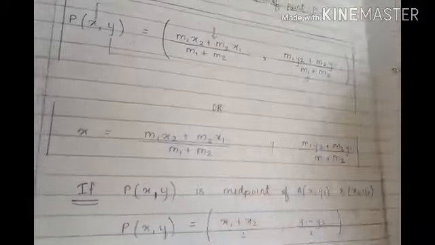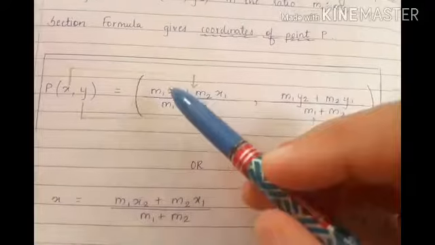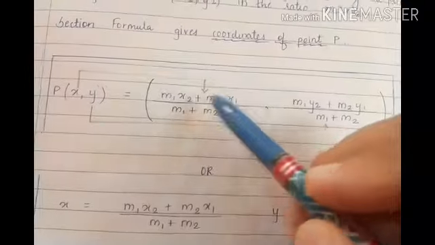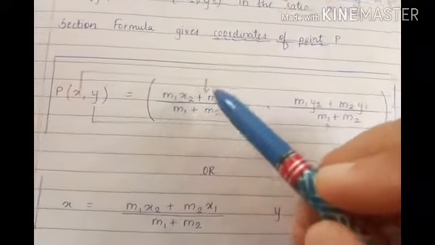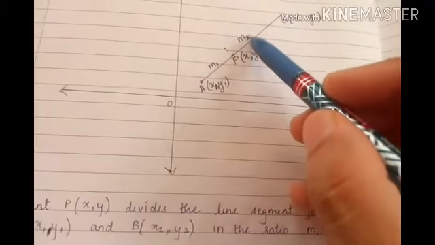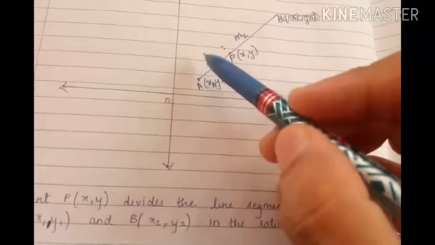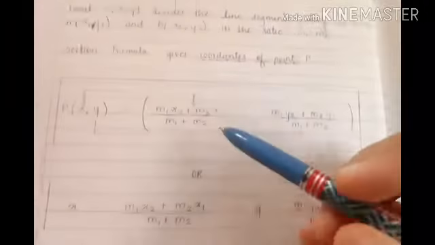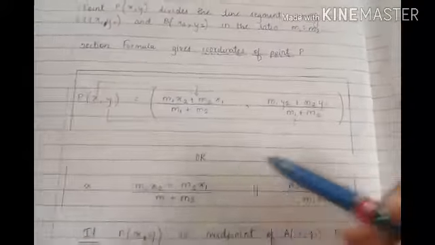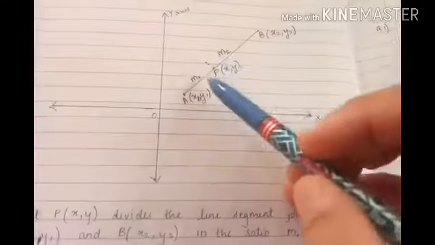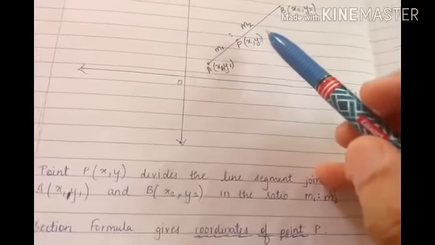So this is about the section formula and midpoint formula. Now in some schools, in place of m1 and m2, they take it as m and n, so you will have m plus n here. In some schools they teach it with the ratio as m1 and m2, and in some schools they teach it using the ratio as m and n, so m is to n. Here we have used m1 and m2. In the textbook we have m1 and m2, hence I have also used m1 and m2 as per the textbook.